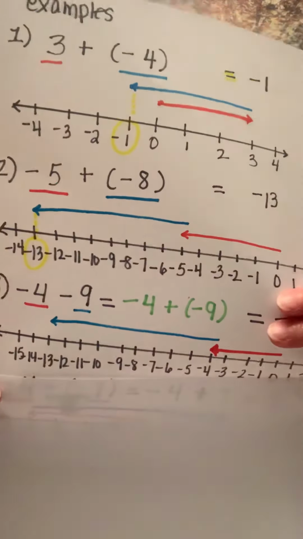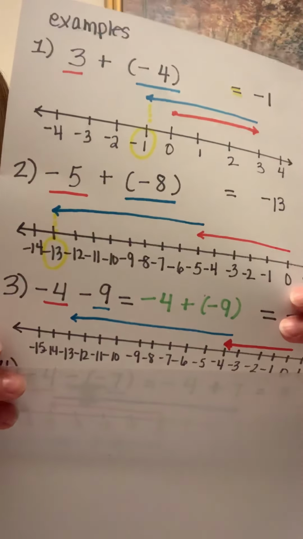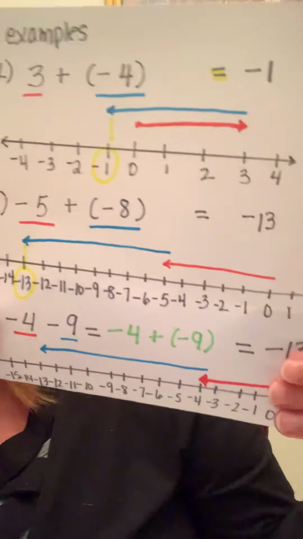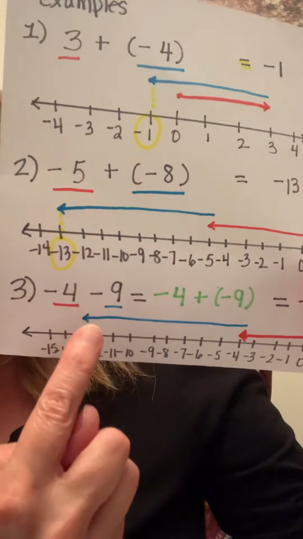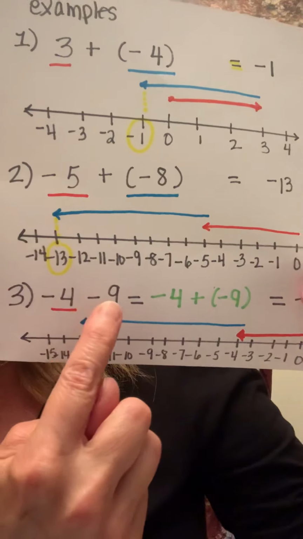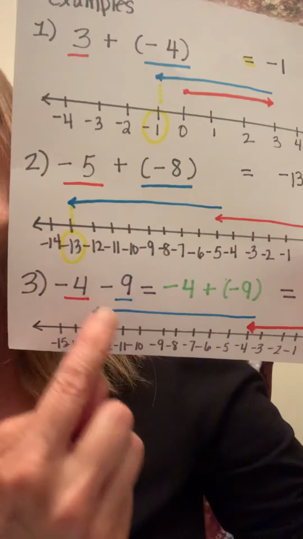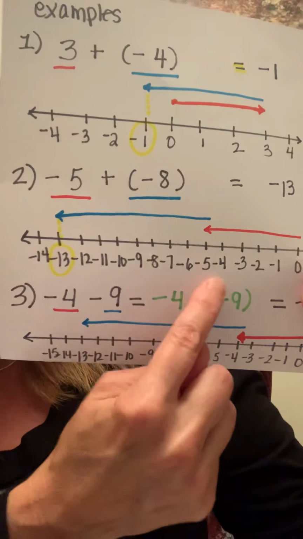Okay, this next one has negative 4 minus 9. So we're going to make it look just like this one up here. We're going to do a negative 4, but here's a minus 9: negative 4 minus 9. It is the same thing as saying negative 4 plus a negative 9.